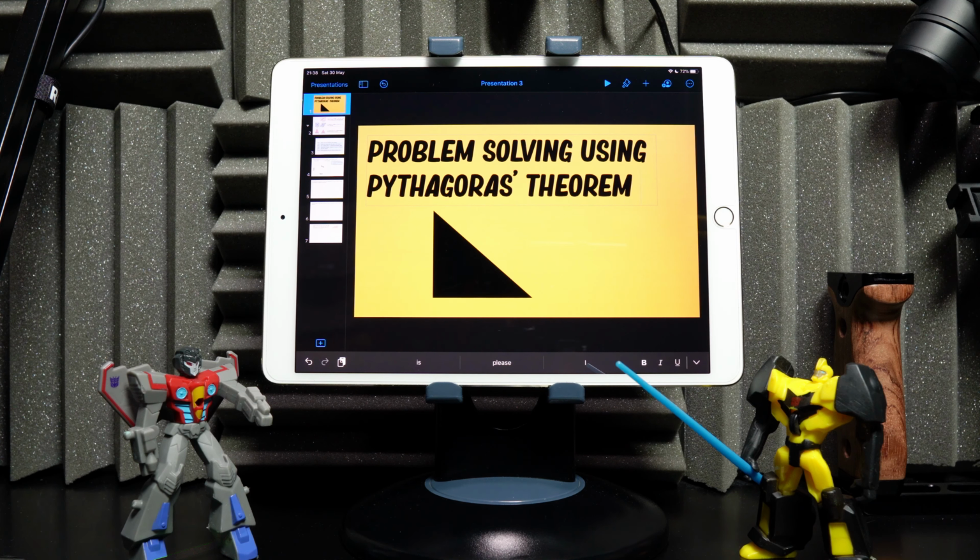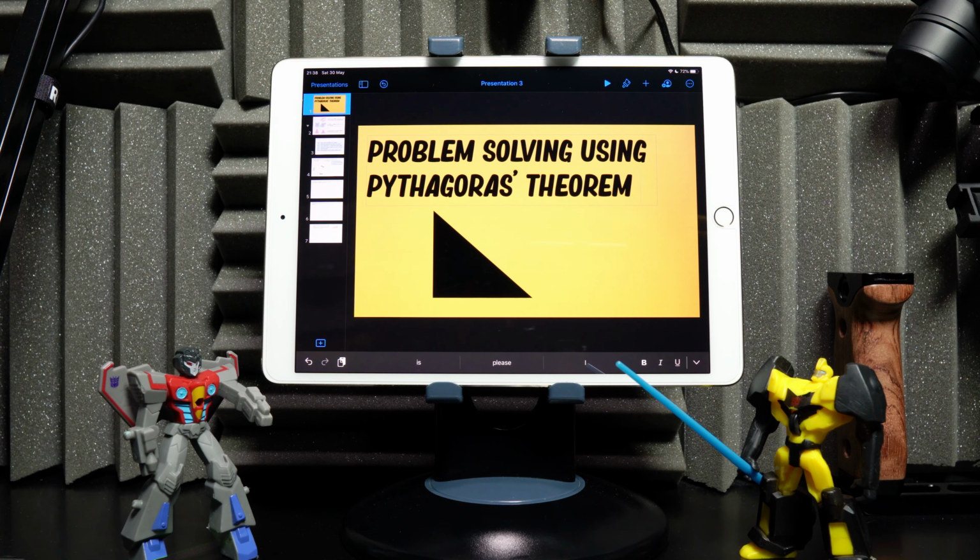Whenever we're solving problems with Pythagoras' theorem, we need to make sure that these 6 steps are carried out. What are these 6 steps? Well, here they are. You can read them for yourself. Make sure you make a note of this.